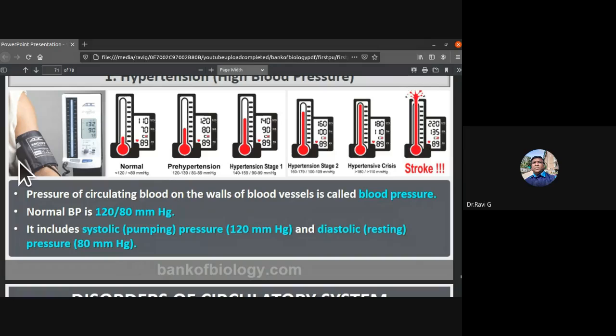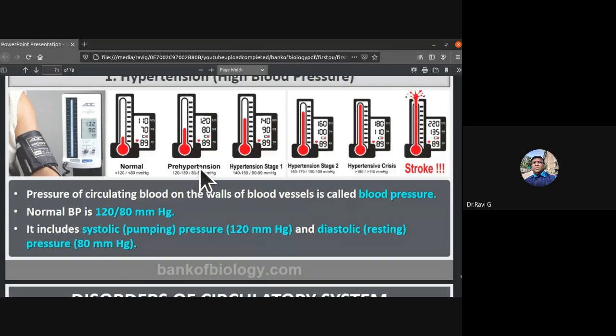What is the instrument used to measure blood pressure? We call it the sphygmomanometer. The instrument used to measure blood pressure is the sphygmomanometer, and to measure the rate of heartbeat it is the stethoscope.